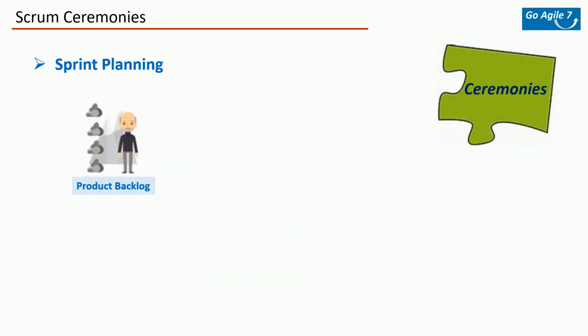Sprint planning. You will start every iteration with a planning session. It will be once in a sprint. So daily stand-up is daily, whereas sprint planning is once in a sprint. A sprint is roughly 2 weeks.